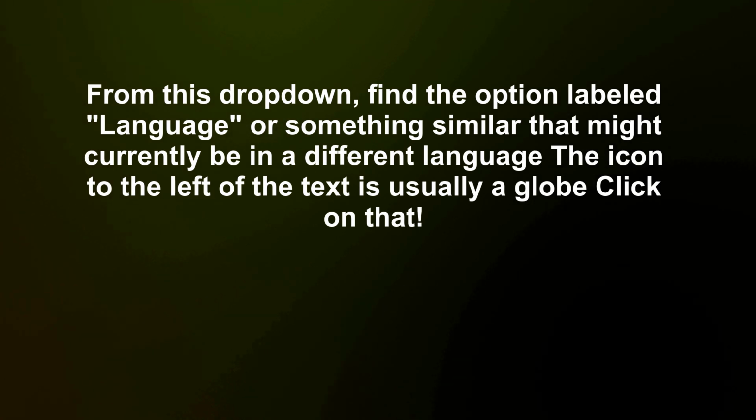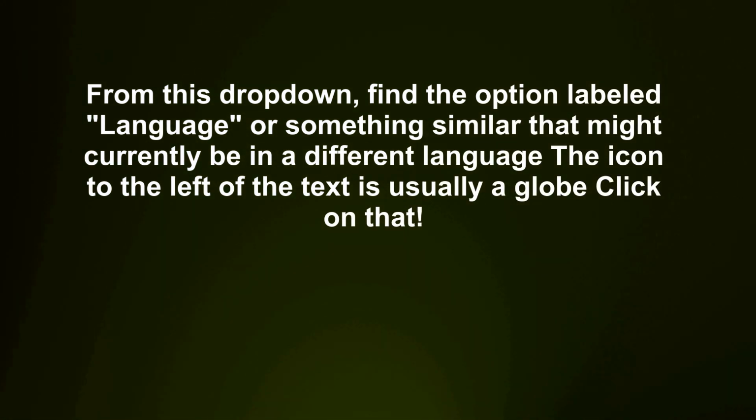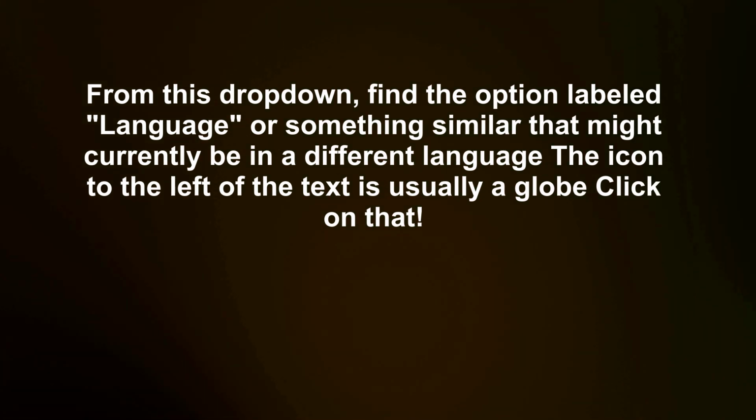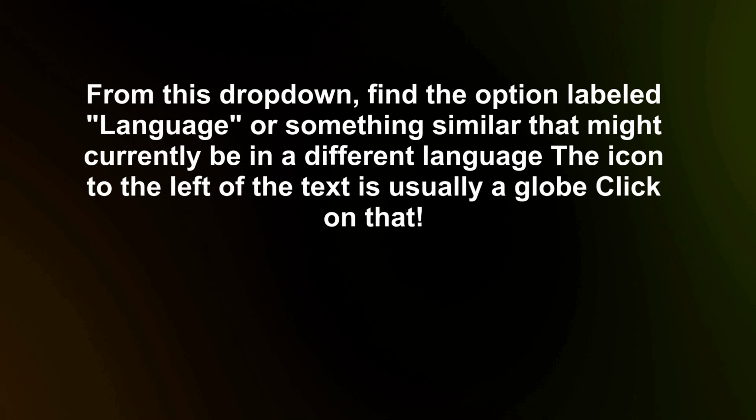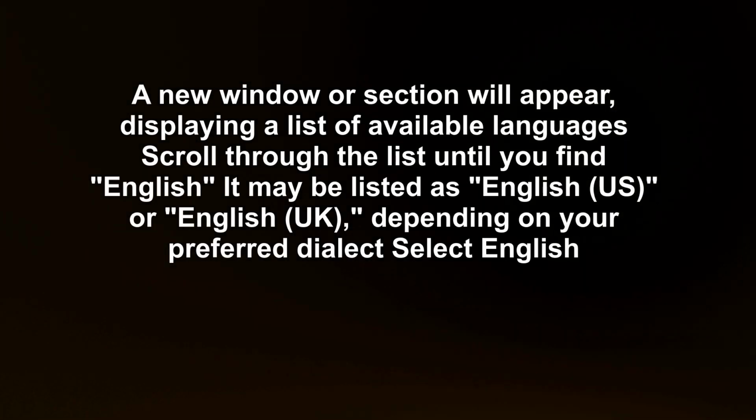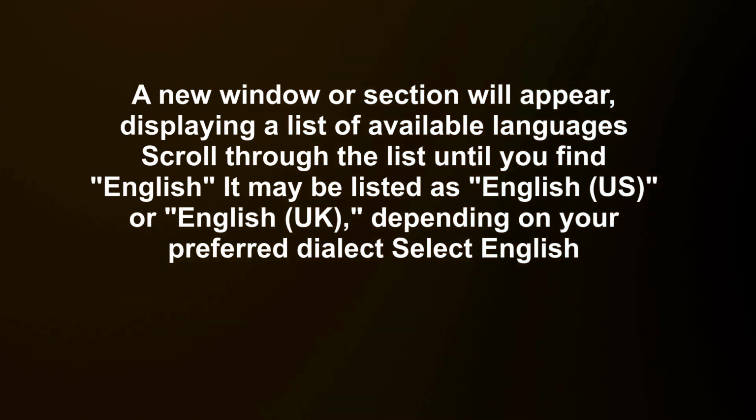From this drop-down, find the option labeled language or something similar that might currently be in a different language. The icon to the left of the text is usually a globe. Click on that. A new window or section will appear, displaying a list of available languages.